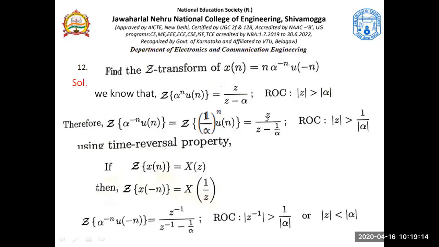Okay, so in this place, in X of z, we need to substitute z as 1 by z. If you substitute z as 1 by z, it would become z inverse. This z would also become z inverse, and 1 by alpha would be 1 by alpha. And how would the arrows change? In place of z, we need to have z inverse. So this would become 1 by z. So ROC would become |z| less than alpha. So this is the z transform of only this.